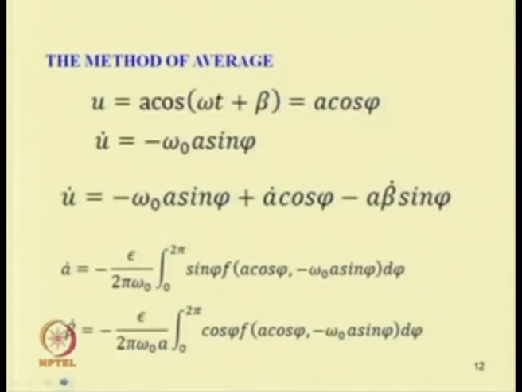Similarly, by using the method of averaging also one can find it. So, this is just a revision of the method of averaging, where we can use a solution u equal to a cos(omega t plus beta), and this omega t plus beta can be written in terms of phi, so that u equals a cos phi. So, one can write the solution u equal to a cos phi and the velocity in a simpler form as minus omega 0 a sin phi. But here, unlike in the case of linear systems where a and beta are constant, in the case of a nonlinear system a and beta will no longer be constant.